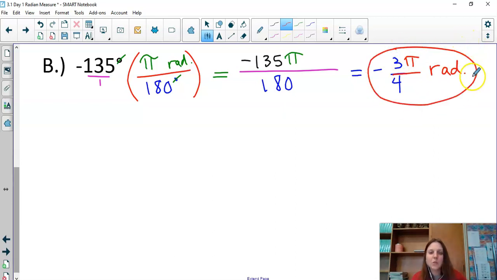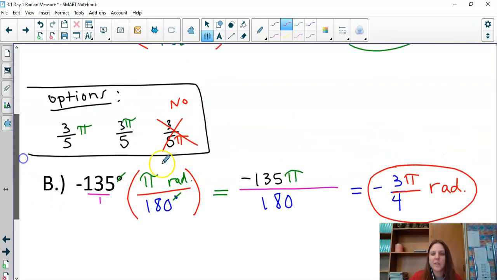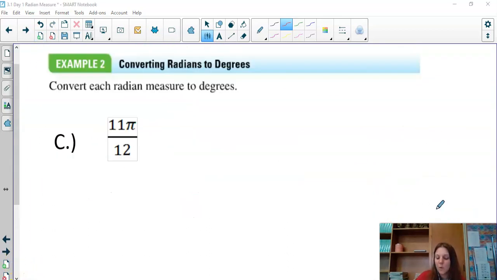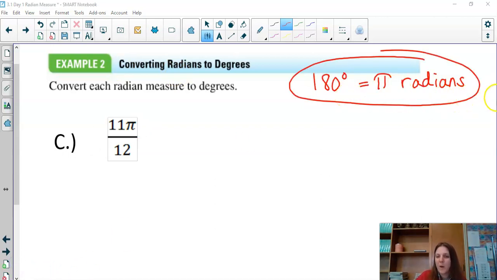The last two examples, we're going to go in the opposite direction. So we're going to start with these radians, and we're going to end up with the degrees. So let's look at the last two. So we're still going to start out with the same idea, and again, pause and copy as needed. 180 degrees equals pi radians.